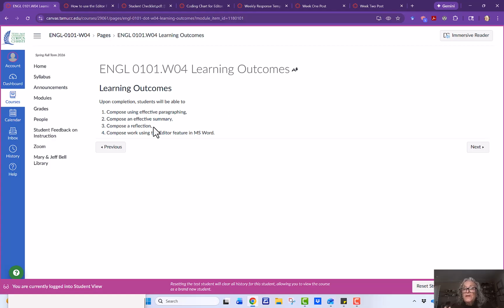To compose a reflection, this is what I think I'm going to have. This is where I had problems. This is where I think I might have problems. And to use technology, to use the editor feature. In today's world, there should be no really surface errors, misspelled words. When you have technology, use it.